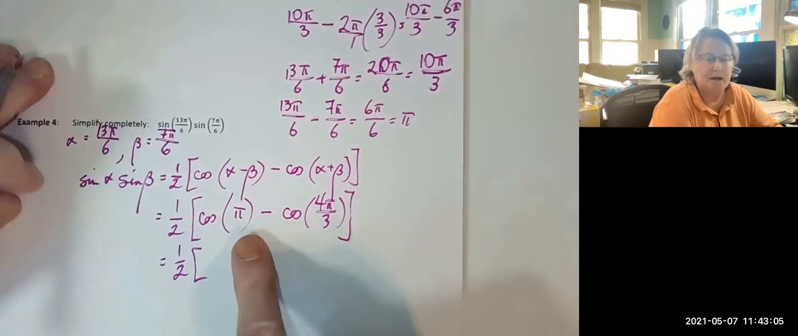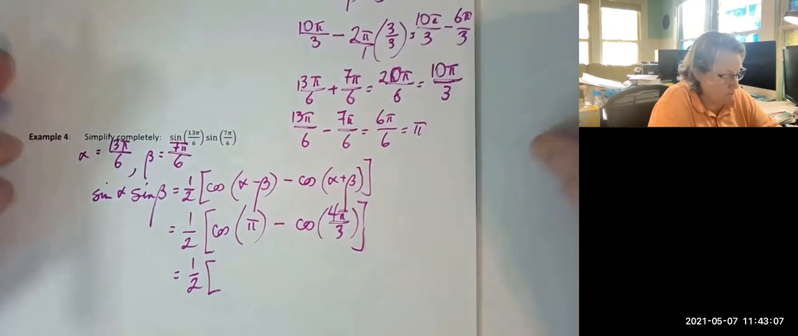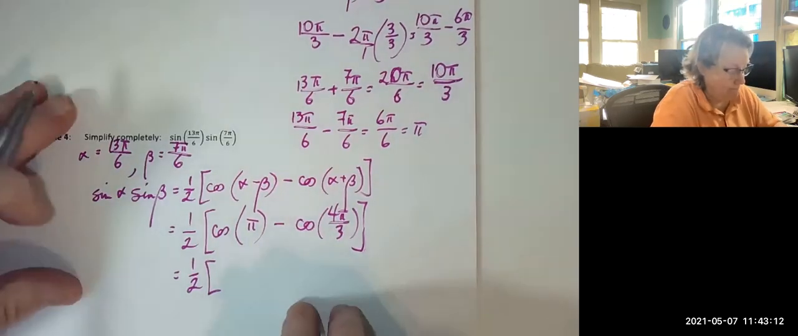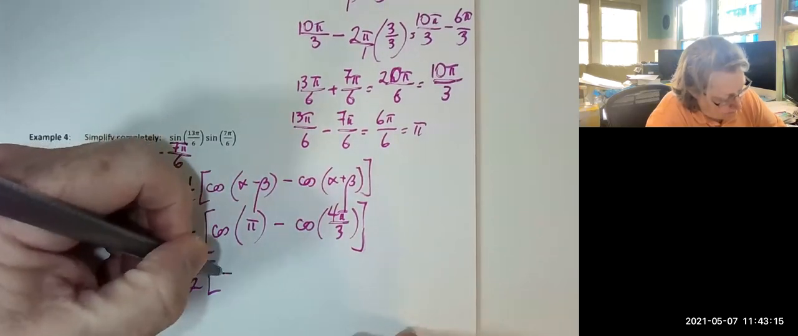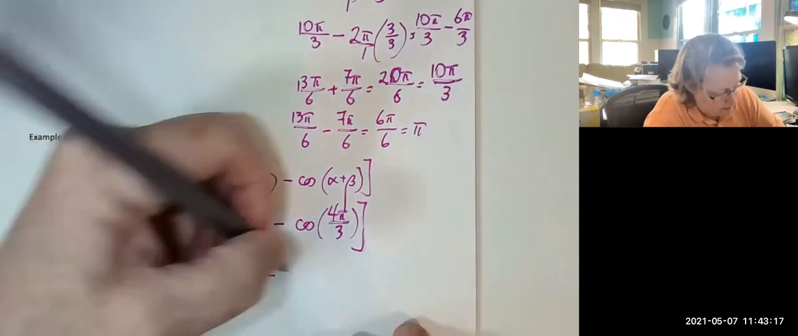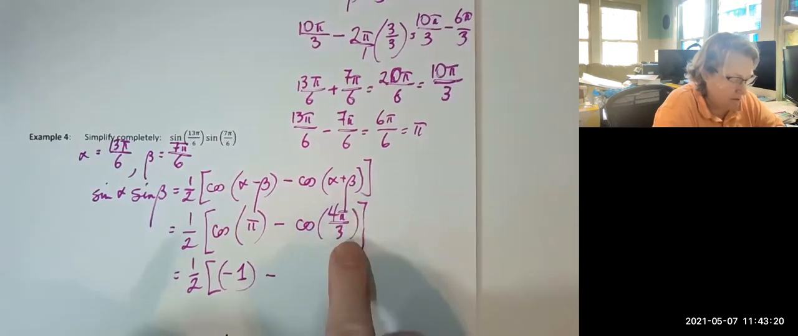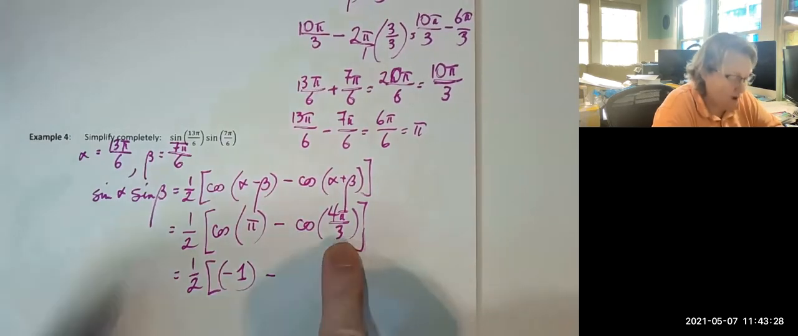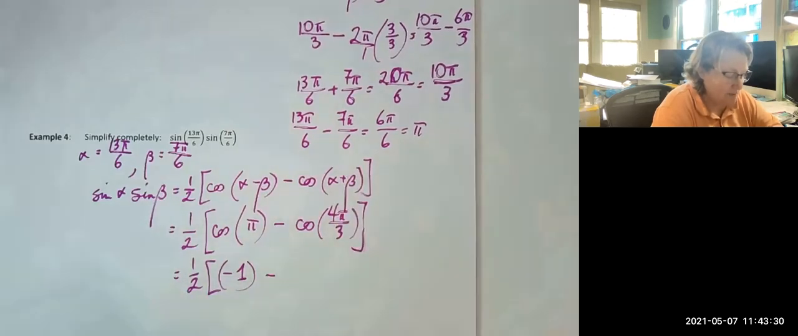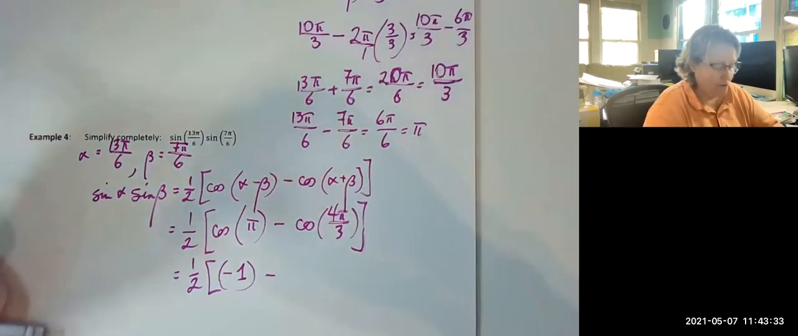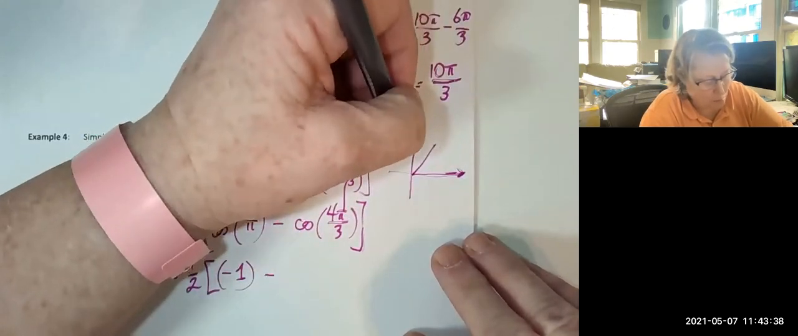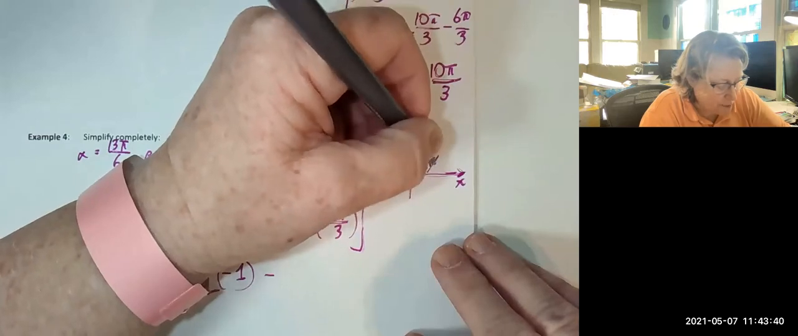What is the cosine of pi? Look on your unit circle. Did you find it? Okay, yes, -1. And we're subtracting. What is the cosine of 4 pi over 3? First, which quadrant is 4 pi over 3 in? Yes, third quadrant. It's going to have the same cosine as pi over 3. Let's look. Here's pi over 3.